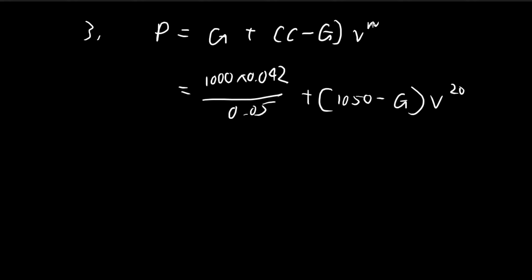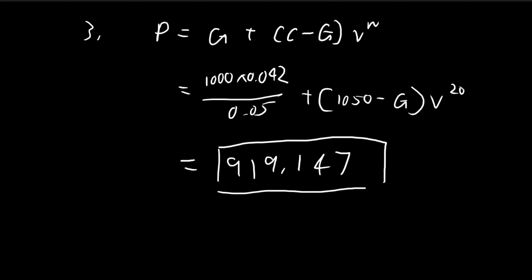And then it's 20 periods, so v to the power of 20. So this is going to be equal to 919.147. So this is how you use the base formula.